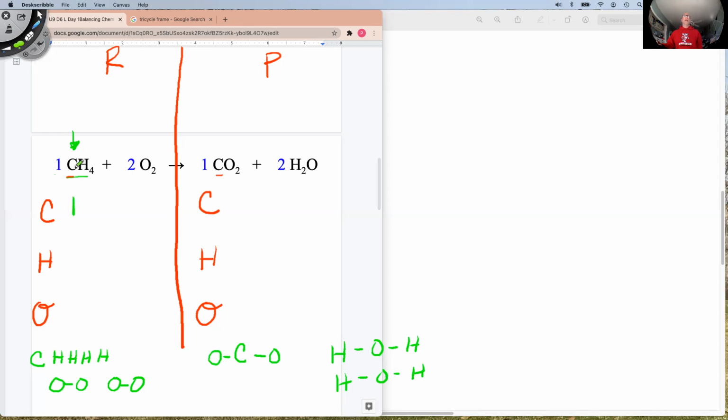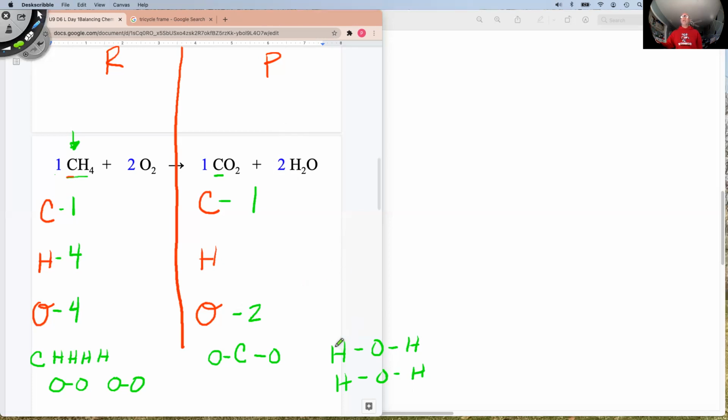How many hydrogens do I have? Well, I have 1 methane molecule, and each methane has 4 hydrogens, so I have 4 hydrogens. And then how many oxygens? I have two O2 molecules. So this is an O2. That's another O2. So I have 4 oxygens. Let's look and see if I have the same number on the other side. How many carbons do I have? Well, I have 1 CO2 molecule, so I have just 1 carbon. How many oxygens do I have? Well, I have 2 oxygens right here, right? And well, it doesn't balance, but we're not finished yet. How many hydrogens do I have?